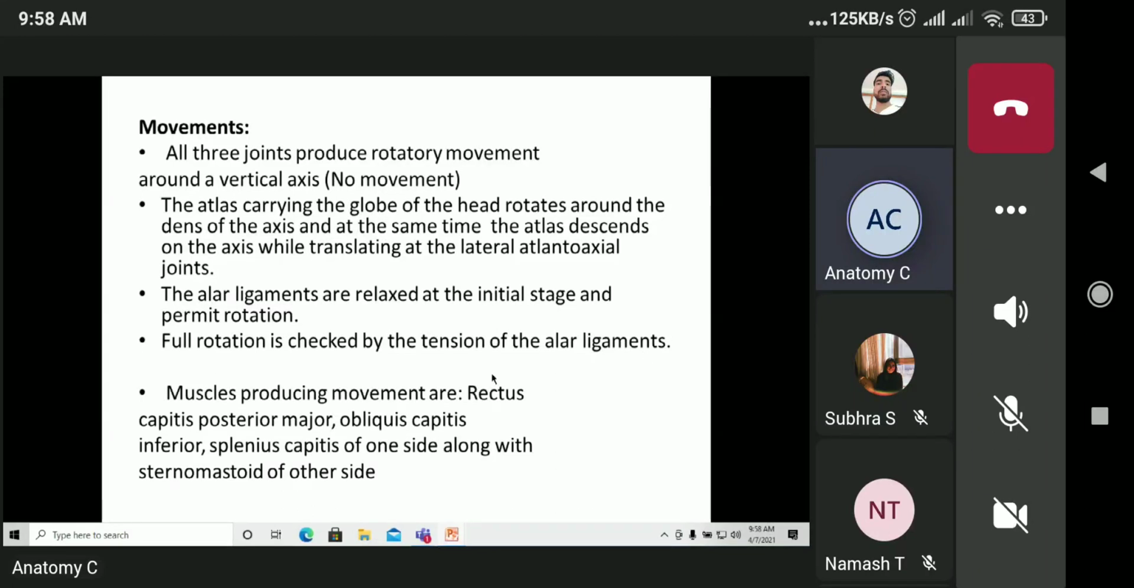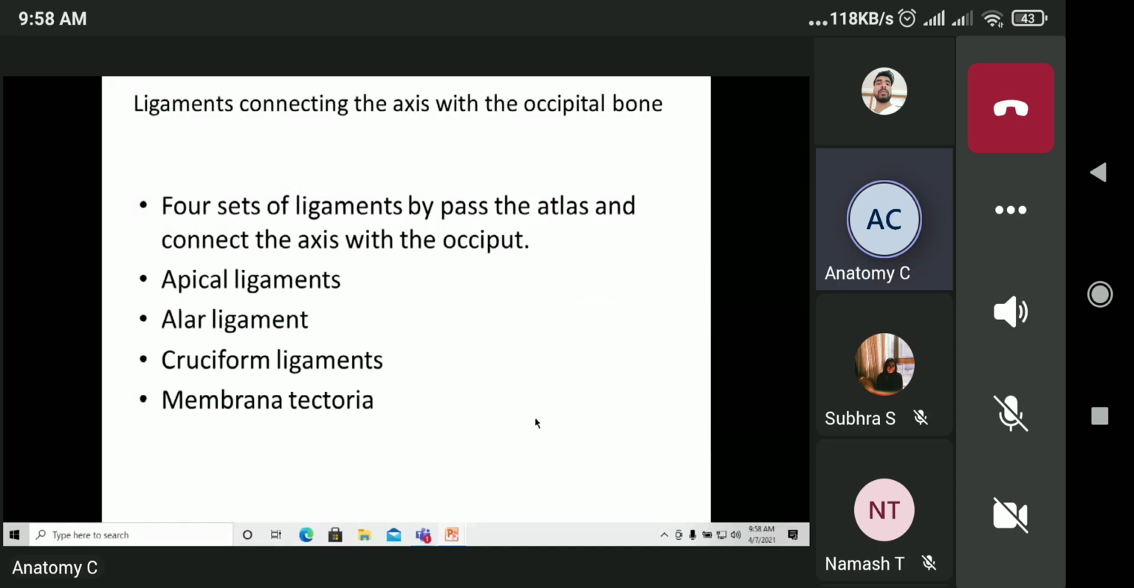The muscles producing the movement are rectus capitis posterior major, obliquus capitis inferior, and splenius capitis on one side, along with the sternocleidomastoid of the other side. So the muscles you have to memorize two to three times. If you remember, then only it will be possible.